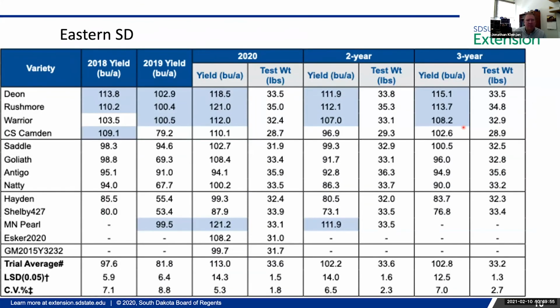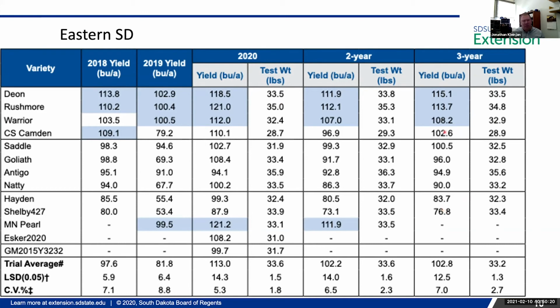Okay, I'm just going to briefly go through each of the regions. So Eastern South Dakota, you can see how I arranged this here. We have the yields in 2018, 2019, and then in 2020, I have yield and test weight. And then I have a 2-year yield and test weight, and then a 3-year. So I sort by the 3-year yield, and then by 2-year. The nice thing about oats is we've seen most of these for 3 years, so it's a good comparison.